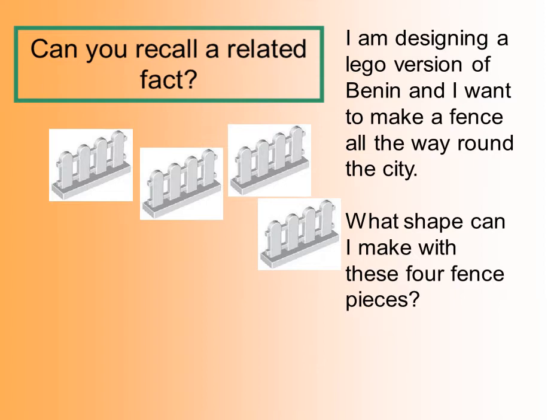Right, so we're going back to our perimeter learning this week. I am designing a Lego version of Benin, the Benin Kingdom, and I want to make a fence to go all the way around the city. Now at the moment I've got only 4 pieces of fence post, and I want to know what shape I can make with those 4 fence pieces. So if you've got 4 straight sides, what shape can you make? And look very closely, those pieces are all equal length. So there's only one shape you can make with 4 equal length pieces. What is it?